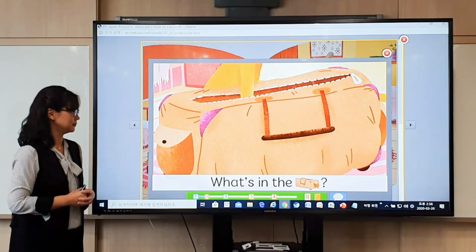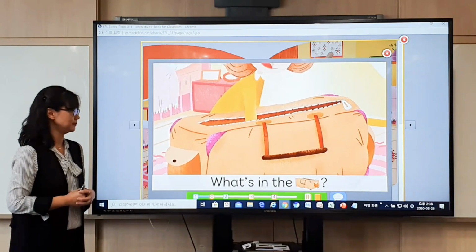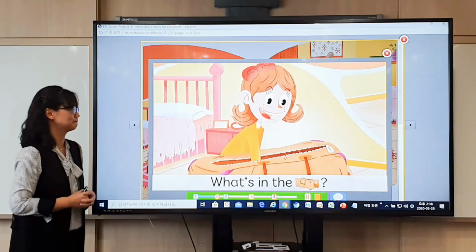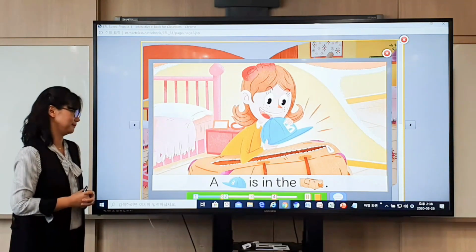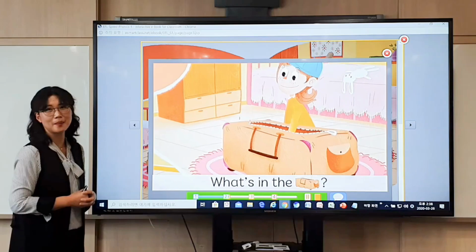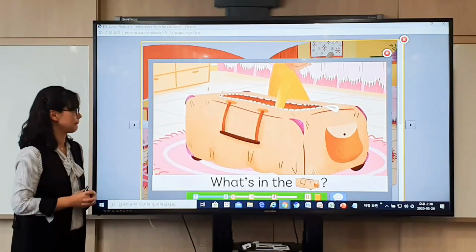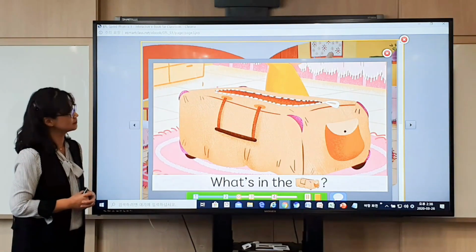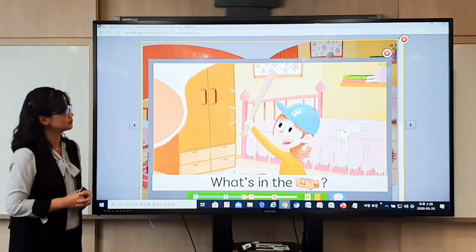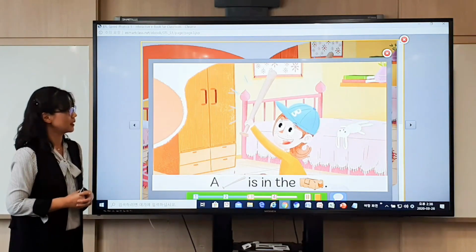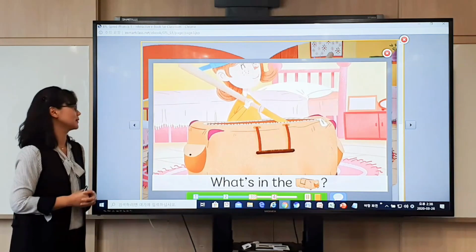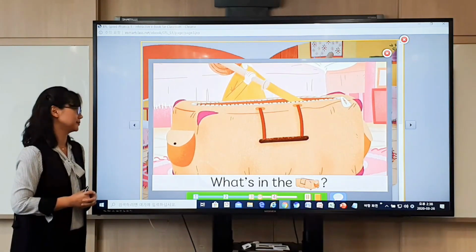What's in the bag? A cat is in the bag. What's in the bag? A bat is in the bag. What's in the bag?